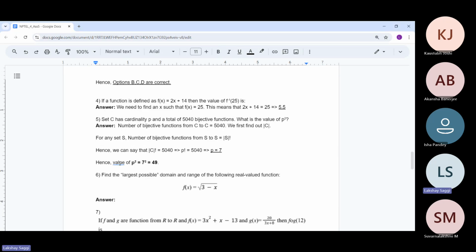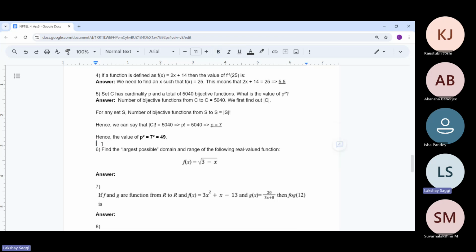So I hope this is clear to everyone. If a set has cardinality P, then there are P factorial total possible bijective functions, and it is given to us that this P factorial is equal to 5040. So if P factorial is equal to 5040, then P will be nothing but 7. And so P square is 7 square, which is equal to 49. Okay, so I guess it makes sense.